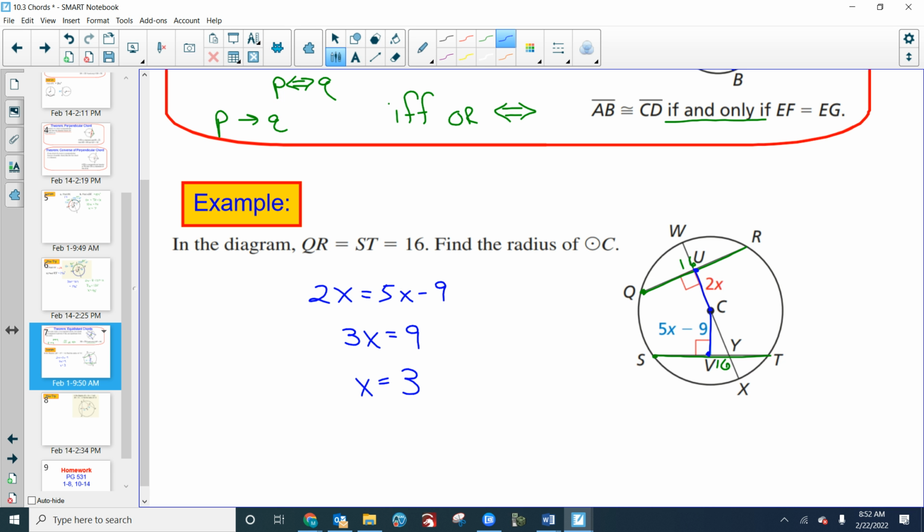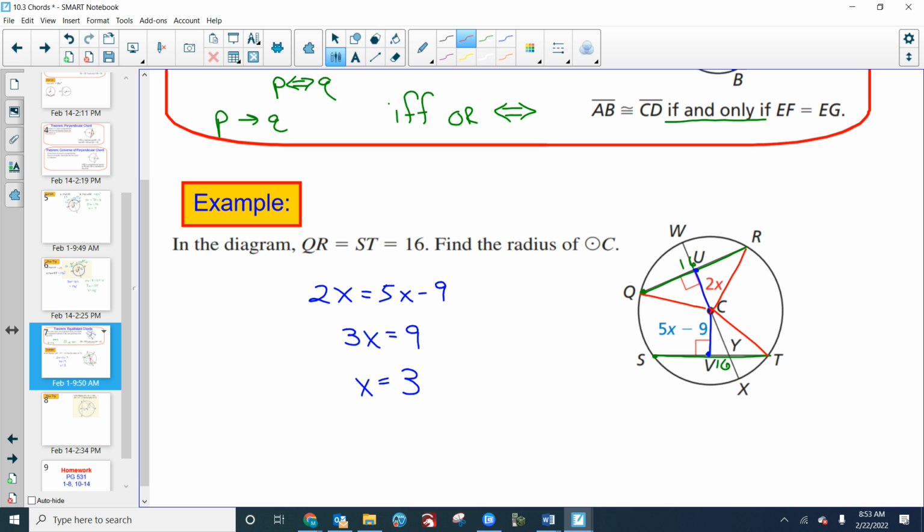Could someone name a radius up here for me? WC is a radius. Very good. CX is a radius. Is QC a radius? Yes, could be. Is CT a radius? Yes. Is CR a radius? Yes. I don't care which one you draw in. Draw in one of them.